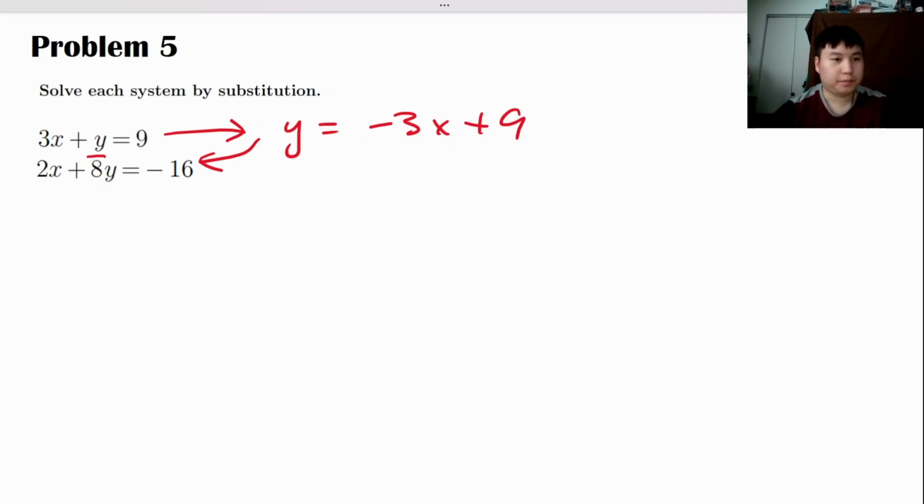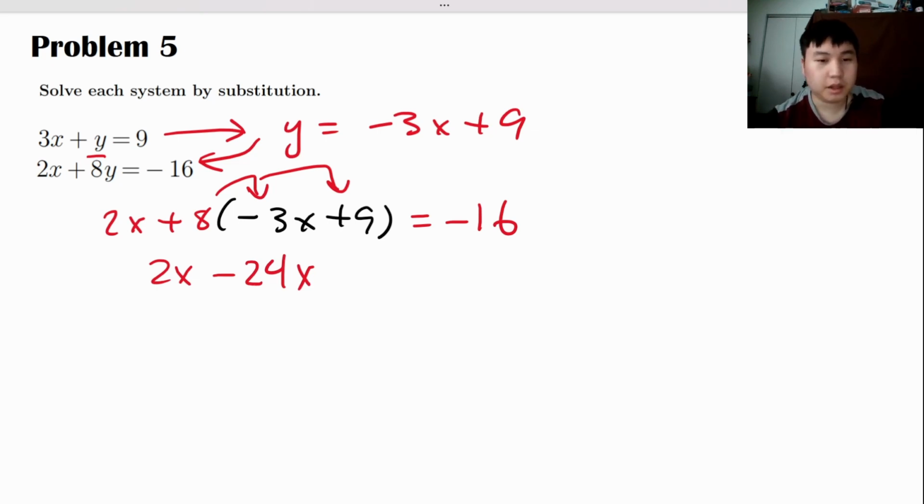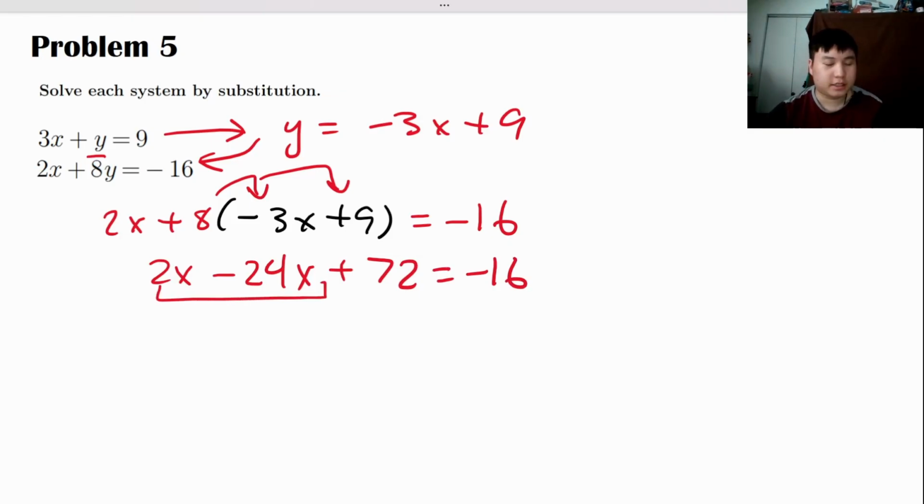Doing that gives me 2x plus 8 times negative 3x plus 9 equals negative 16. And now I can distribute this 8 into the parenthesis. So 8 times negative 3 is negative 24x, and 8 times 9 is 72, equals negative 16. Now I have my like terms right here. That is negative 22x plus 72 equals negative 16.